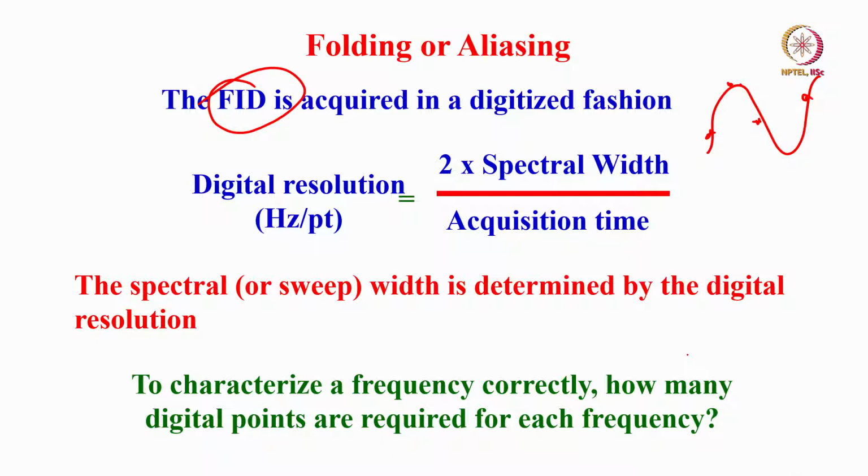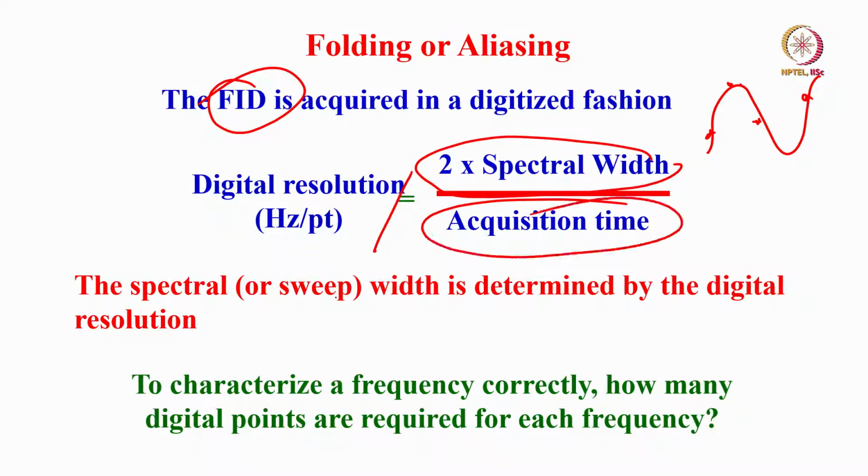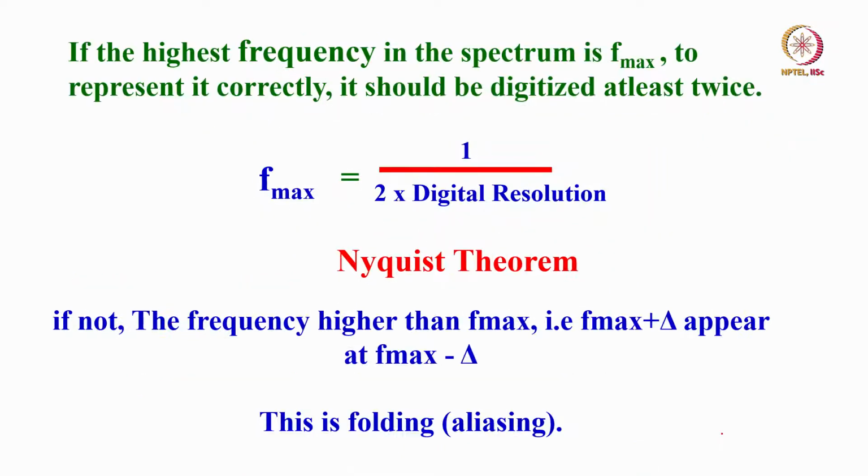So to avoid that, you have to maintain the digital resolution in such a way that you take twice the spectral width divided by the acquisition time, that is your digital resolution. You have to manipulate these two parameters in such a way that your digital resolution is such that you digitize the signal at least twice in one cycle. Then the frequency is completely specified. So to characterize the frequency correctly, you have to digitize at least twice. And this is the Nyquist theorem.